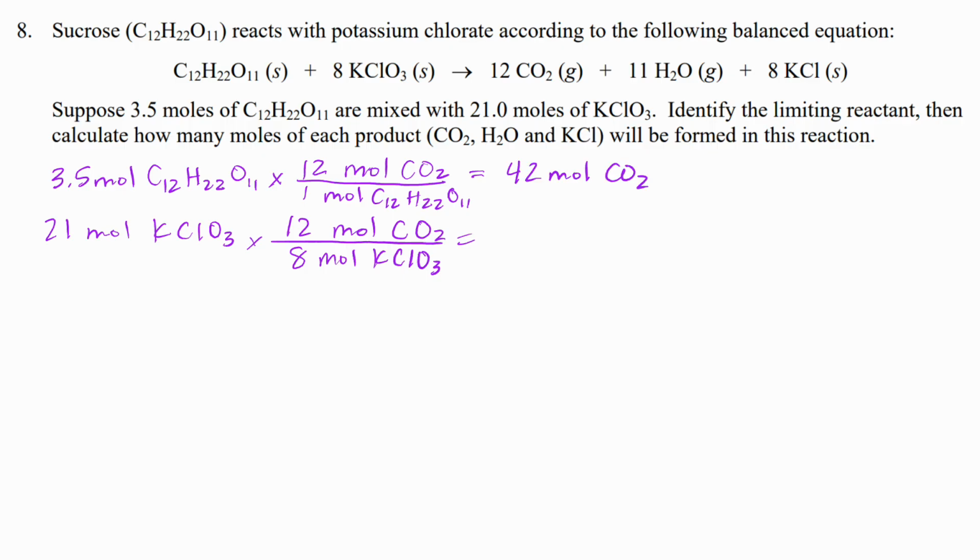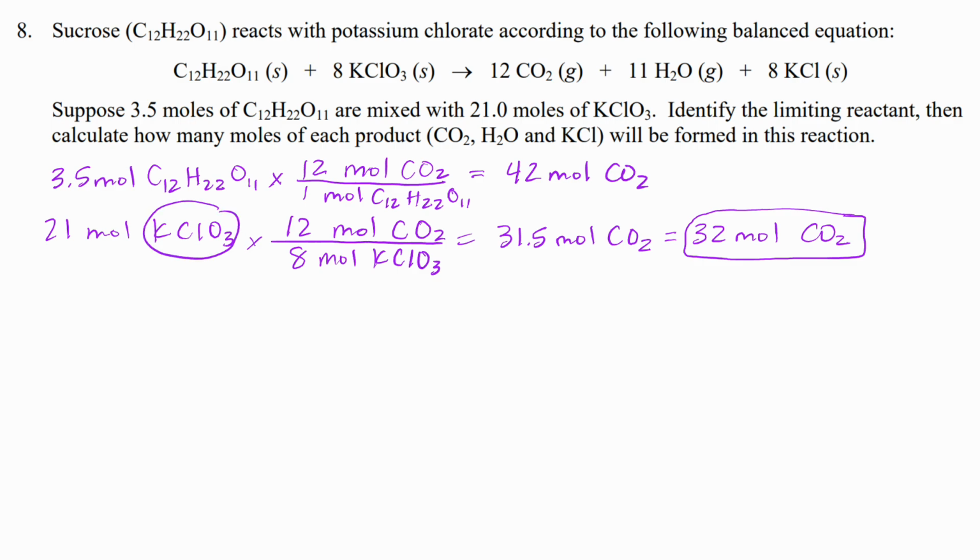So sucrose is going to produce 42 moles of carbon dioxide, and KClO3 is going to make 31.5 moles of carbon dioxide, which with the correct sig figs is going to be, I'm sorry, 2 sig figs, so 32 moles. Because our theoretical yield for carbon dioxide was 32 moles, that was produced by KClO3, that means KClO3 is our limiting reactant. So now that we know our limiting reactant, we can just use that number to convert to moles of each product, which is what it asked for.